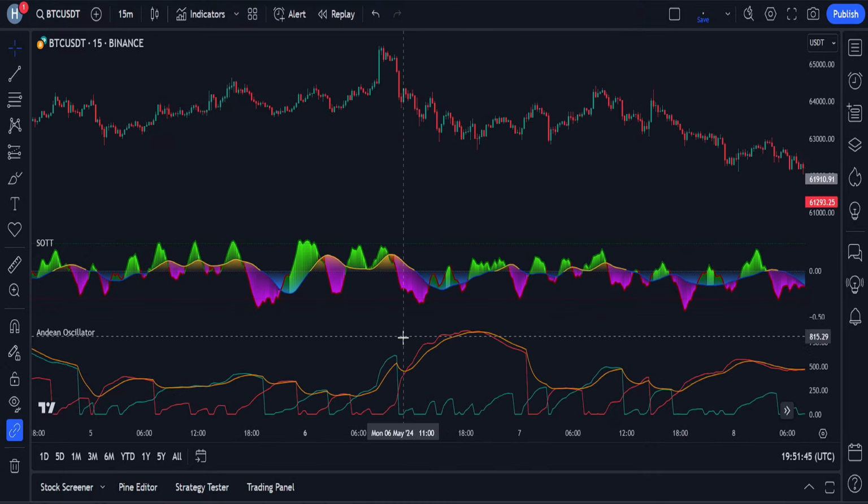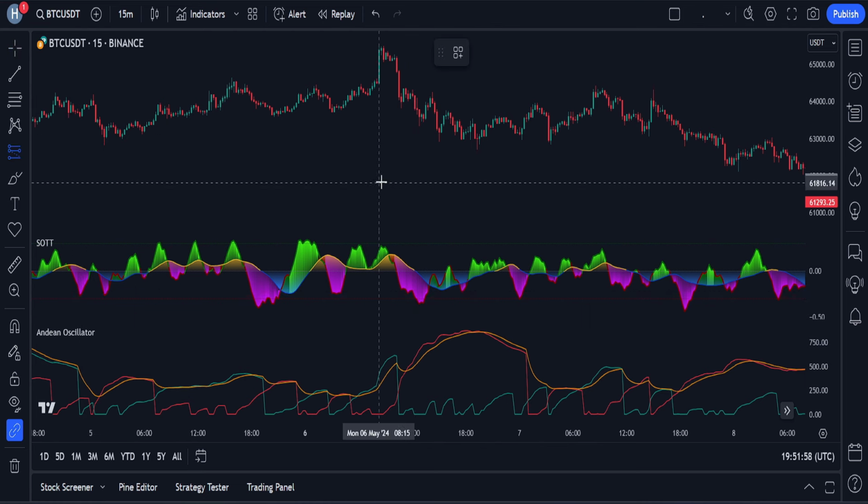Now let's go through one sell trade example using these two indicators. Here we can see the red line crosses above the orange line, giving a sell signal. Secondly, we want our main indicator to be pink in color, and we have already discussed that this indicates strong downside pressure. So after these two conditions are confirmed, we can open a sell trade here.